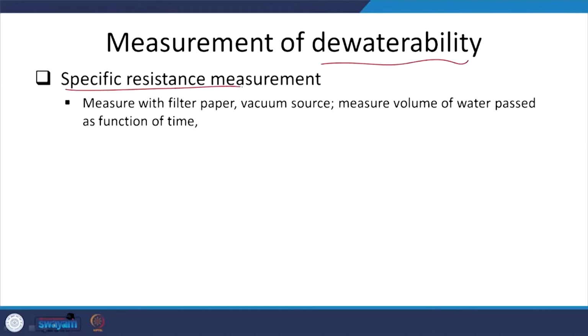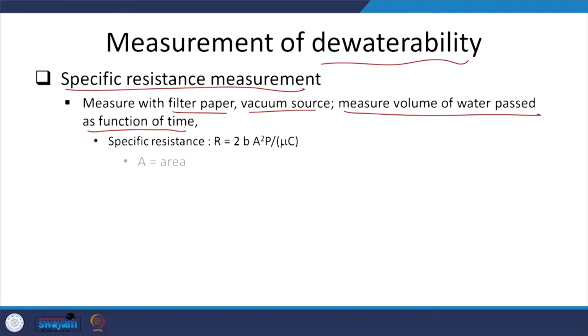It is similar to what we saw in coagulation and flocculation, relatively similar. But how do I measure that, let us say? So, I can look at specific resistance and try to measure it, right. Here I am trying to look at specific resistance. So, what will I do? I will have a filter paper, and to pull this particular sludge through, I will have a vacuum source, and I will then measure the volume of water that passes through as a function of time, right.